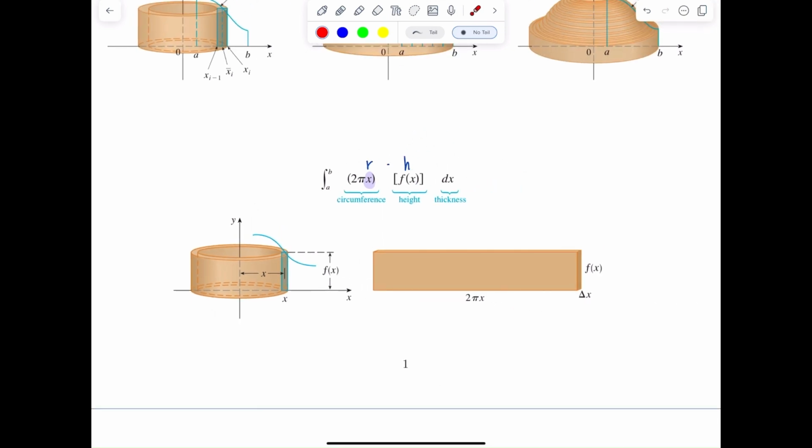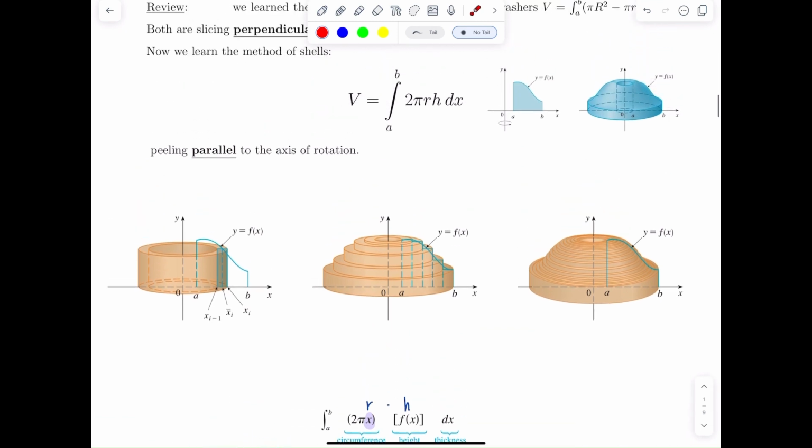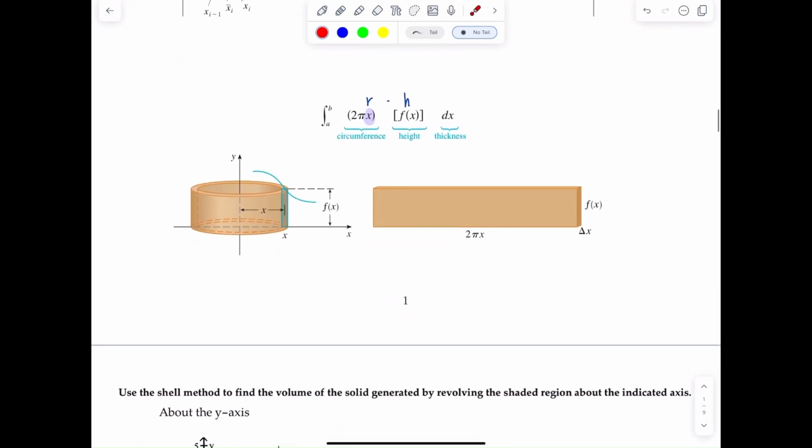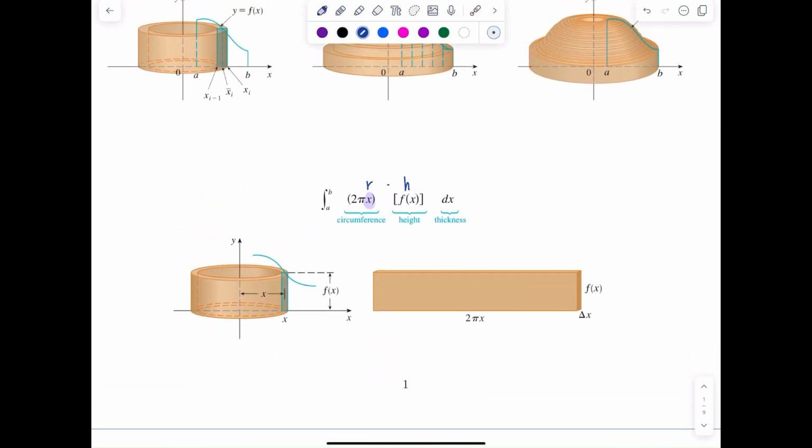So basically, you don't need to draw this unrolled version of the cylindrical shell when you're setting up each problem. You're just going to draw one typical one in the 3D diagram, and I'll show you how to do that in all the examples that we work through, but you just need to remember the formula that you're working with. You have two options: 2 pi integral from a to b of r times h dx, or, if we're integrating with respect to y, 2 pi integral from c to d of r times h dy.